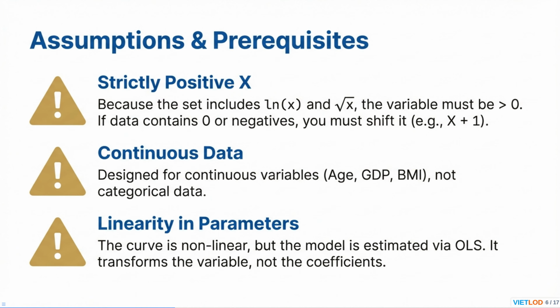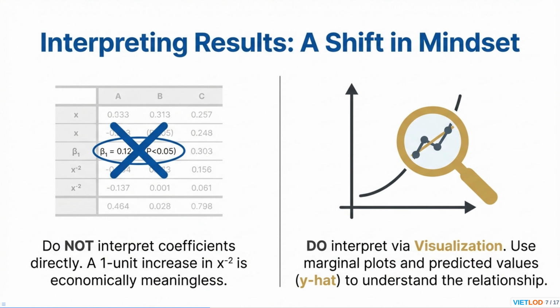Second, this method is specifically designed for continuous variables like age, GDP, or BMI. It is not appropriate for categorical or discrete data. Finally, while the curve we model is nonlinear, the fractional polynomial model itself maintains linearity in its parameters. This means we are transforming the variable x, not the coefficients, which allows the model to still be estimated using standard ordinary least squares, or OLS. For instance, if your income data includes 0 values, you'd need to create a new variable, say income shifted equals income plus 1, before applying the FP method.